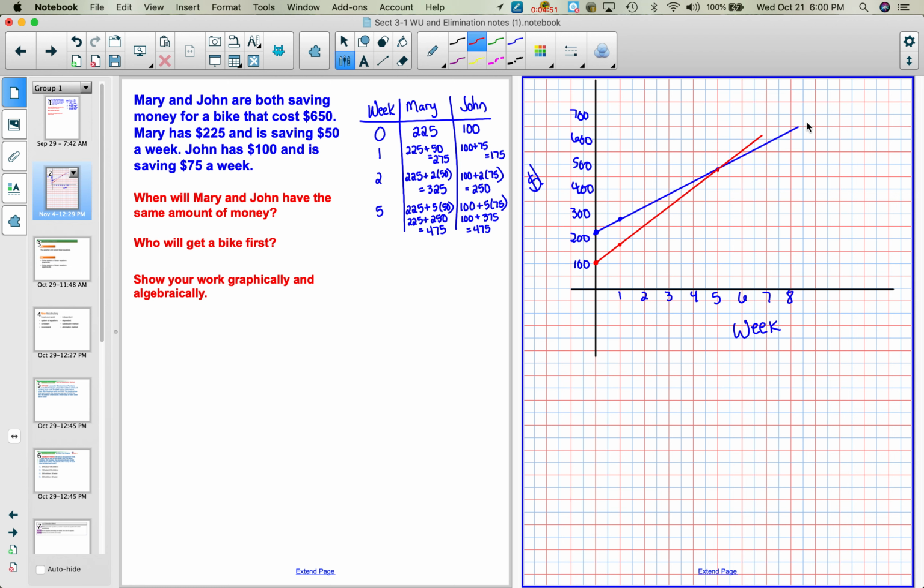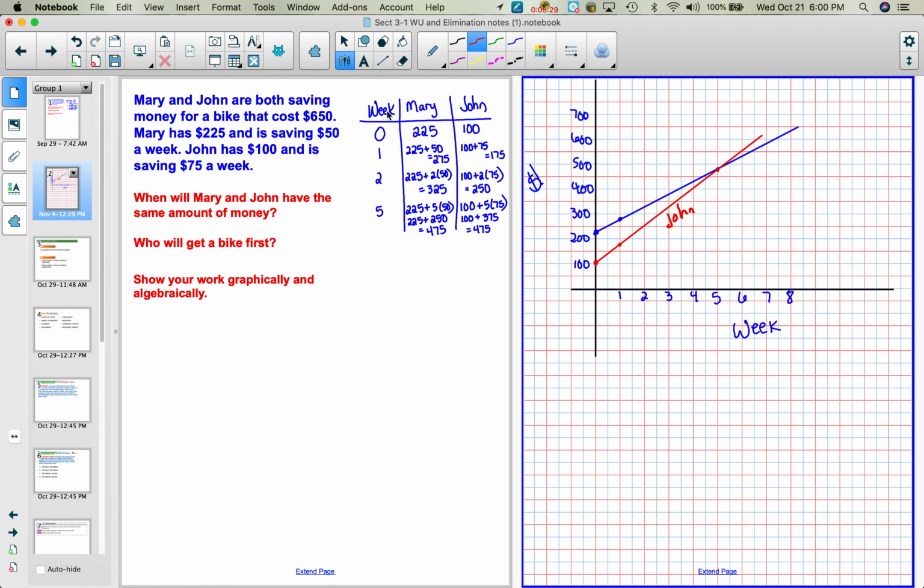So as far as who will get the bike first, when we want to know who's going to get to that $650 mark, John is the one that I have in red, so it looks like John is going to get there first. I guess I didn't go far enough, but definitely he will be the one that gets there first, because John is saving more per week, his is a steeper line, and so he's going to get to that $650 first.